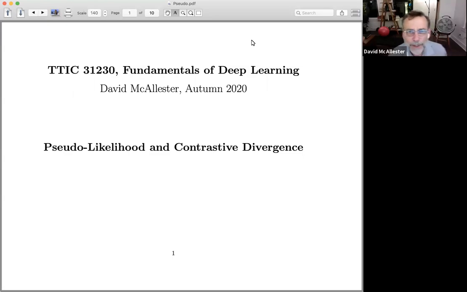Okay, now we're going to do what is my favorite approach to training deep graphical models, and that is pseudo likelihood. And we're also going to do a closely related thing that Hinton came up with about 10 years ago that got a lot of attention, but turns out to be essentially the same as pseudo likelihood. But for historical reasons, it's good to just mention it and see how it ends up being equivalent to pseudo likelihood.